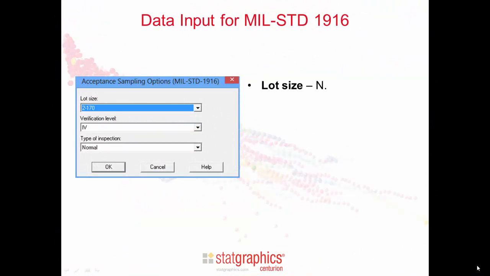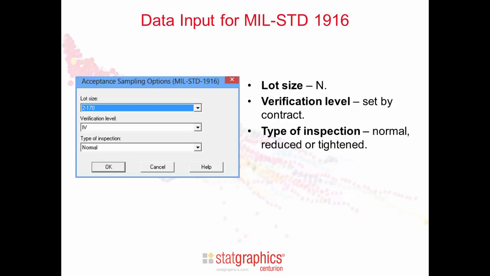Version 17 can also generate sampling plans using the newer Military Standard 1916. Military Standard 1916 always generates C=0 acceptance plans, meaning that the acceptance number is always 0 for the number of non-conforming items. The acceptance sampling dialog box requires 3 fields to be set. The first field is the lot size. The second field is the verification level. This is set by contract, similar to the inspection level in the ANSI Z1.4 standard. And finally, there are 3 types of inspection: normal, reduced, and tightened.